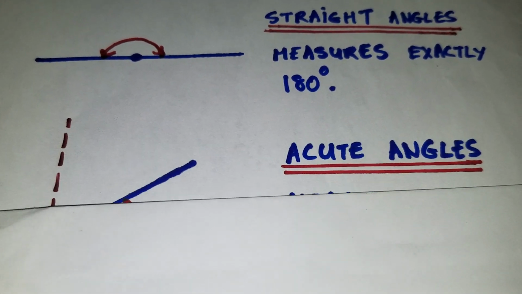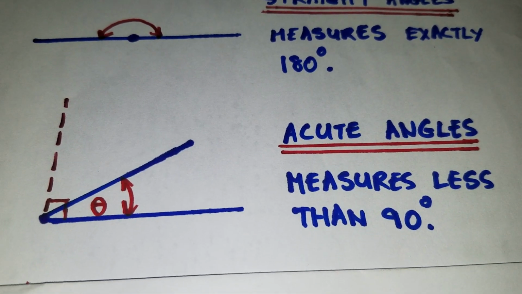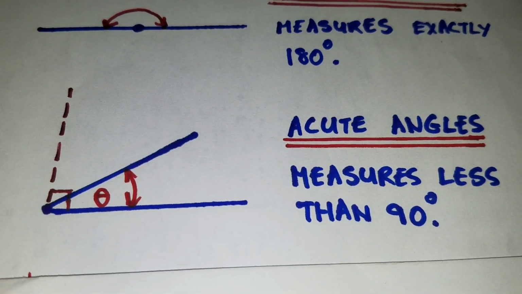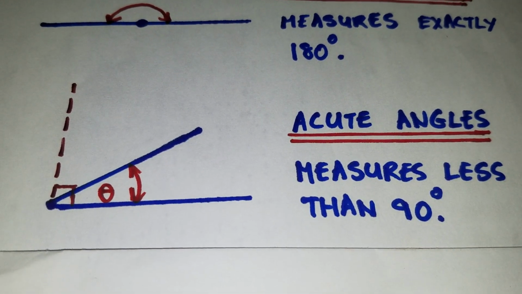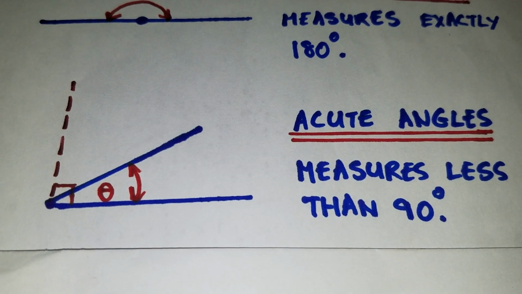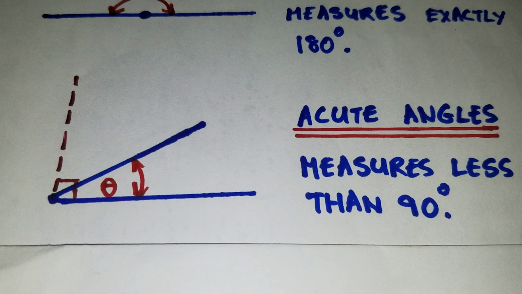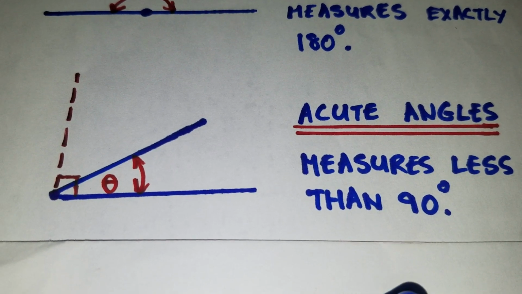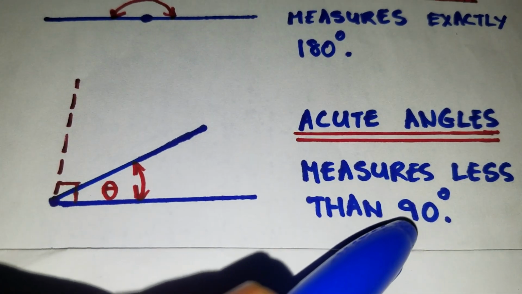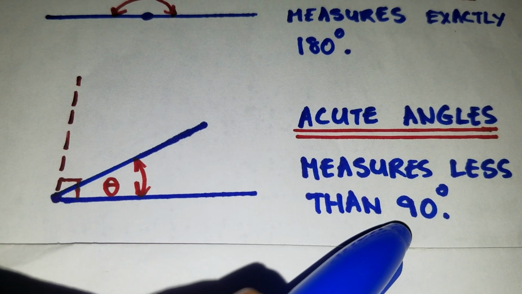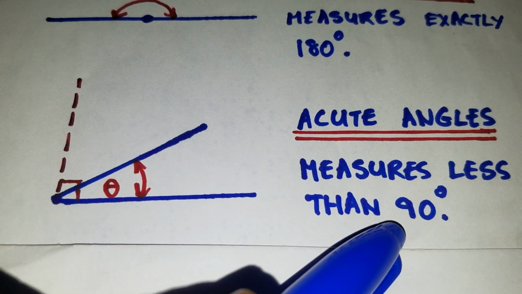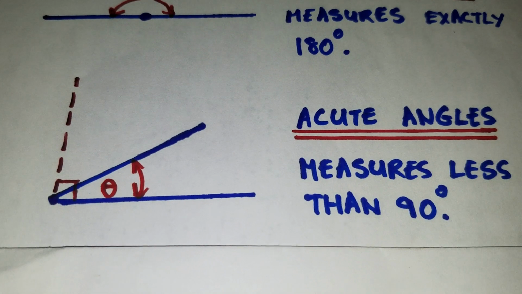Now the next angle of interest is the acute angle. The acute angle has a varying amount of values. It doesn't have an exact value, but just know that the acute angle is any angle that measures less than 90 degrees. So once it measures 89, 88, 87, going all the way down, it is an acute angle.